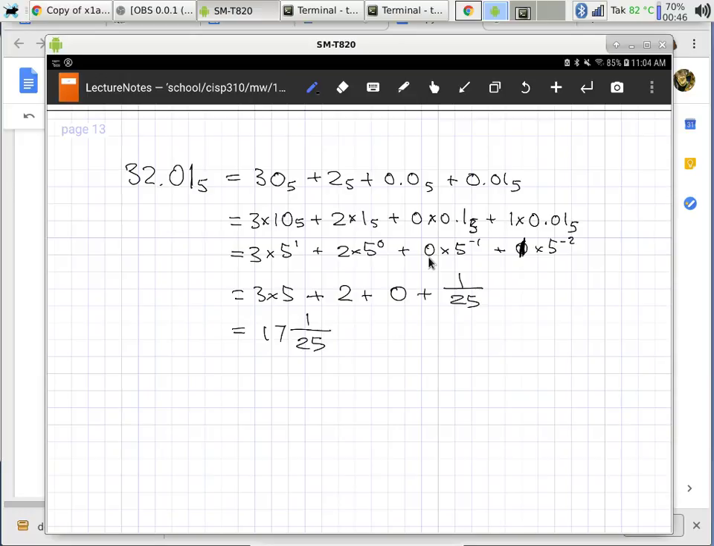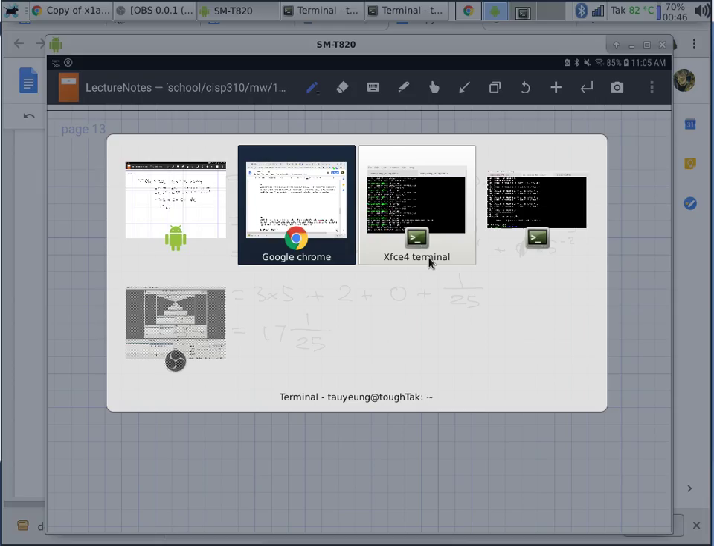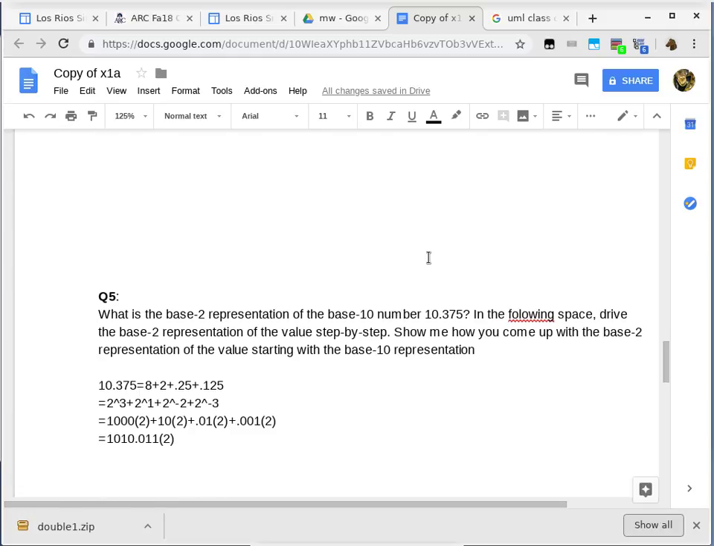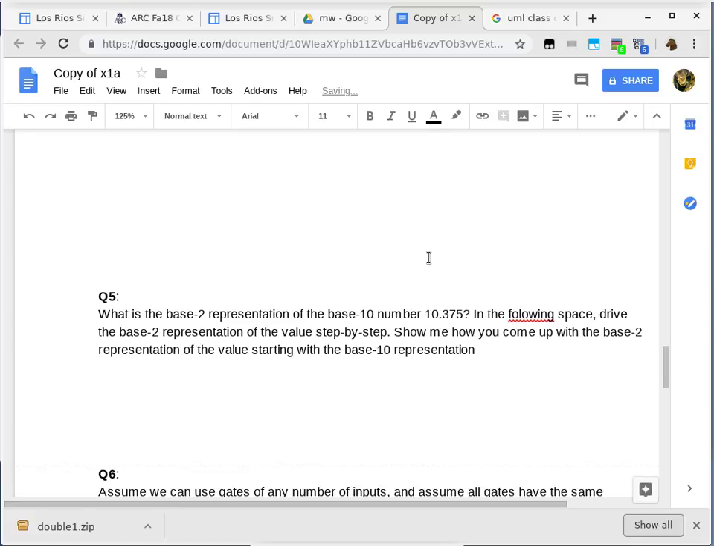All right, so any other questions? No other questions? Okay. All right, so that's number 4. Number 5 is this one. So number 5, I'm gonna erase this first. Okay, so number 5 is asking, what is the base 2 representation of the base 10 number 10.375? So the quantity is 10.375 in base 10. In the following space, derive.